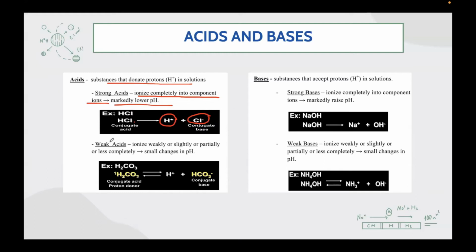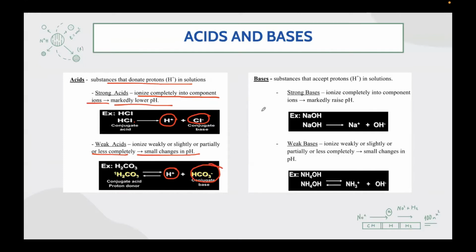Okay, in contrast to weak acid, hindi sila nag-dissociate or nag-ionize completely. Yung weak acid natin, they ionize weakly or slightly or partially or less completely. You can observe small changes in the pH. Example natin dyan, ang ating carbonic acid. Weak acid po yung mga yan. Okay, nung nadagdagan ng water, hindi sila naghiwalay completely. Pansinin nyo, may hydrogen ka pa dyan. And then dito may bicarbonate ka pa.